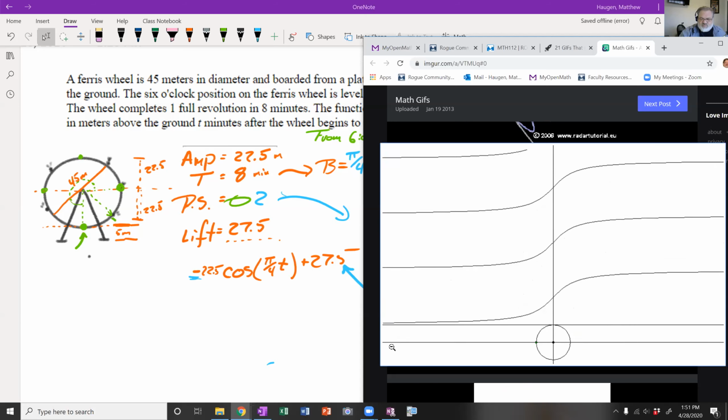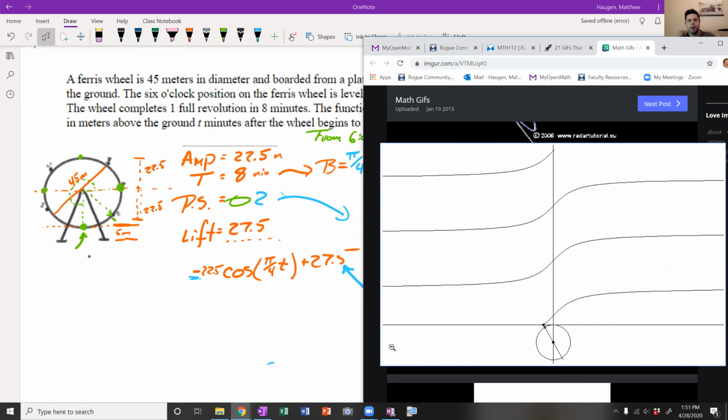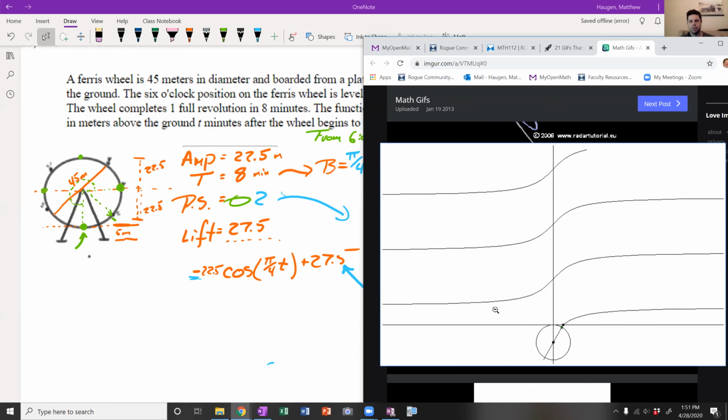Fair? So yeah, and this also repeats on the bottom half of the circle, right? We're just seeing the top half.